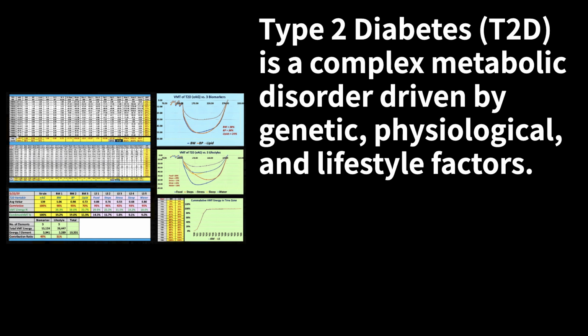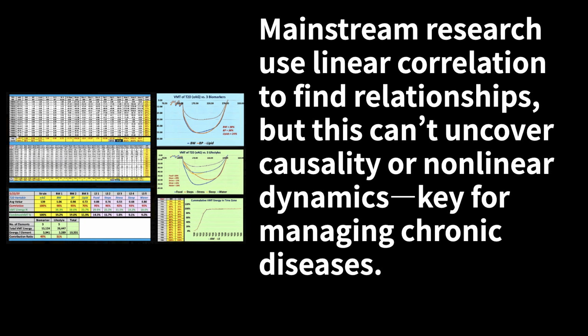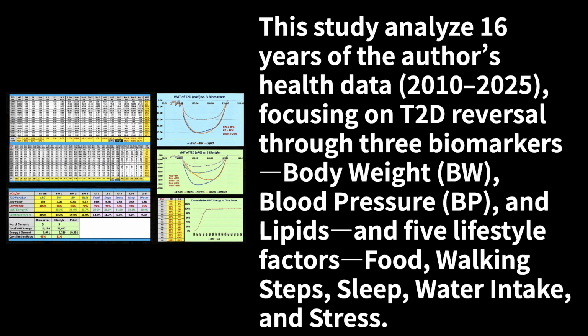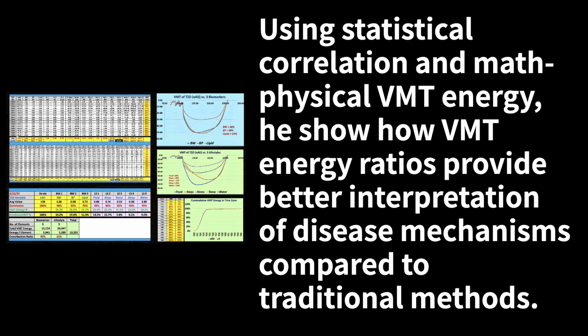Introduction. Type 2 diabetes, T2D, is a complex metabolic disorder, driven by genetic, physiological, and lifestyle factors. Mainstream research uses linear correlation to find relationships, but this can't uncover causality or nonlinear dynamics, key for managing chronic diseases. This study analyzed 16 years of the author's health data, from 2010 to 2025, focusing on T2D reversal through 3 biomarkers: body weight, BW, blood pressure, BP, and lipids, and 5 lifestyle factors: food, walking steps, sleep, water intake, and stress. Using statistical correlation and math-physical VMT energy, he shows how VMT energy ratios provide better interpretation of disease mechanisms, compared to traditional methods.